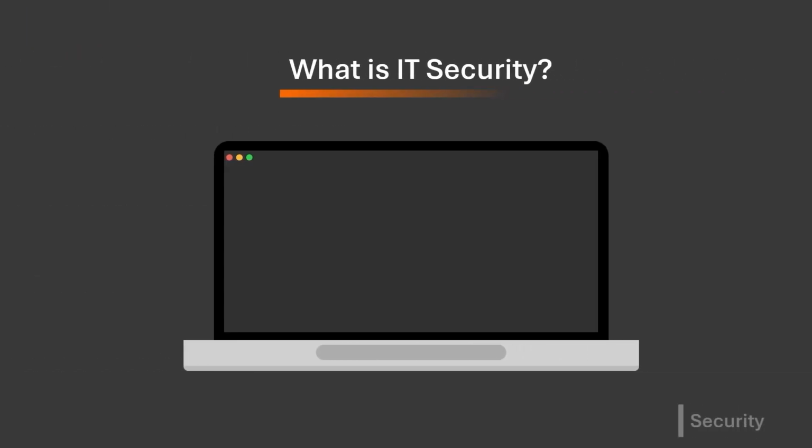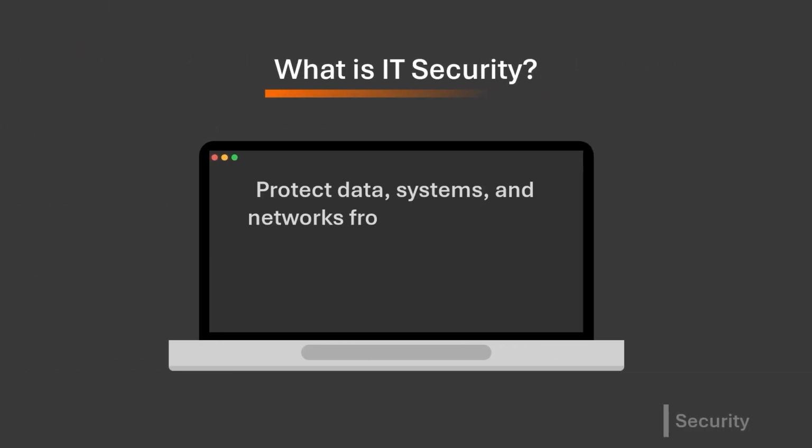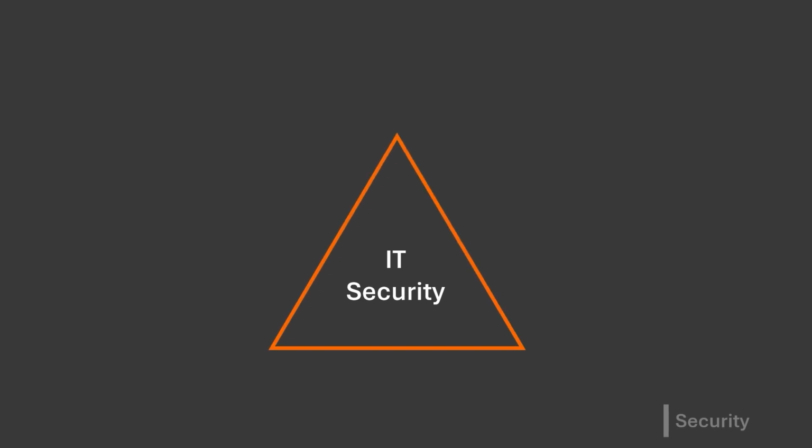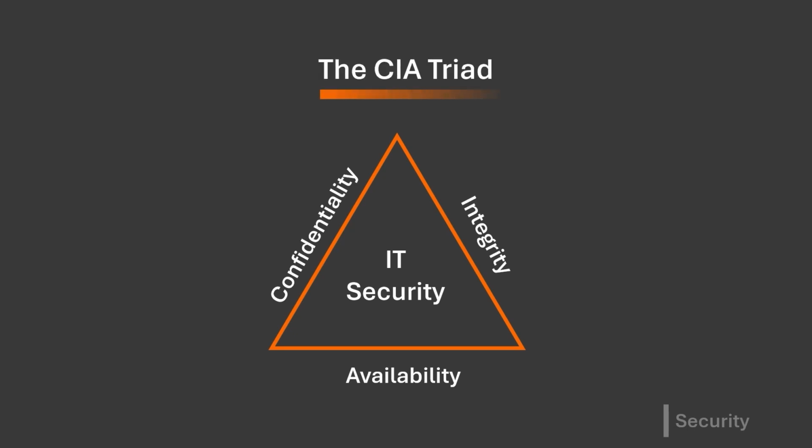IT security is about protecting your business's data, systems, and networks from unauthorized access, cyber attacks, and other potential threats. The goal is to maintain the confidentiality, integrity, and availability of information, commonly known as the CIA Triad. The core principles of IT security are built around the concept of AAA.